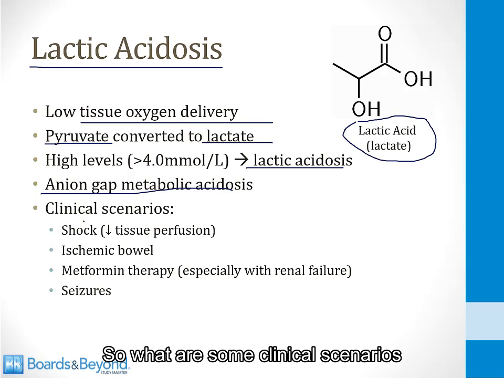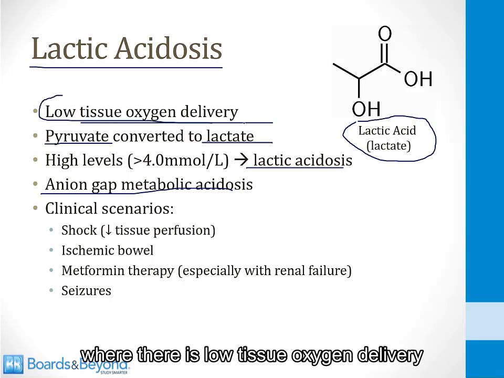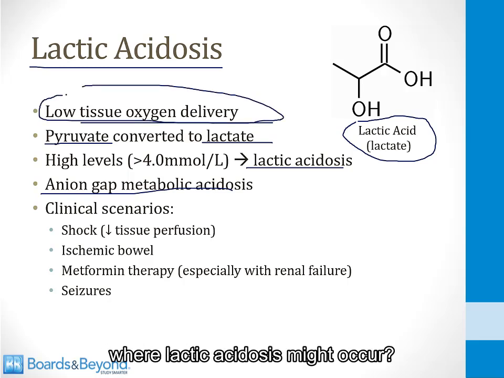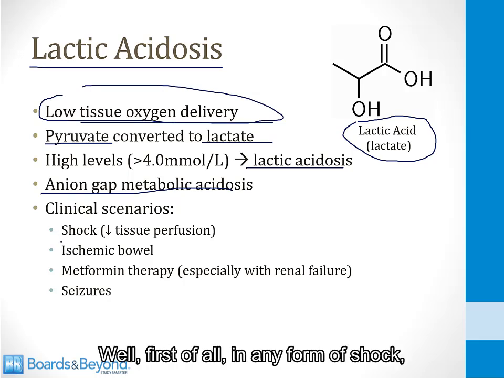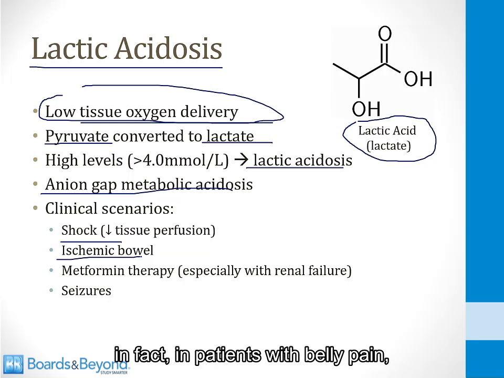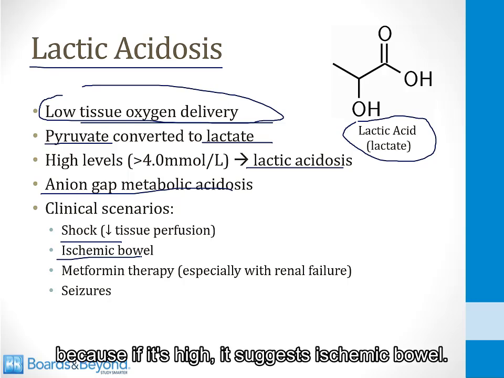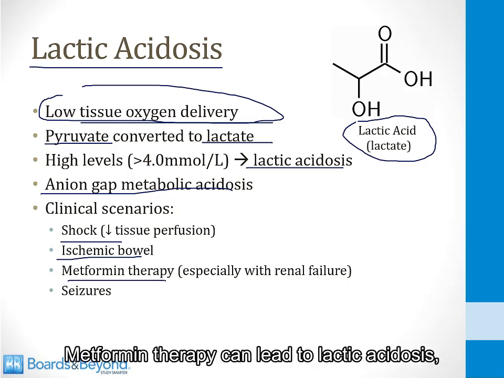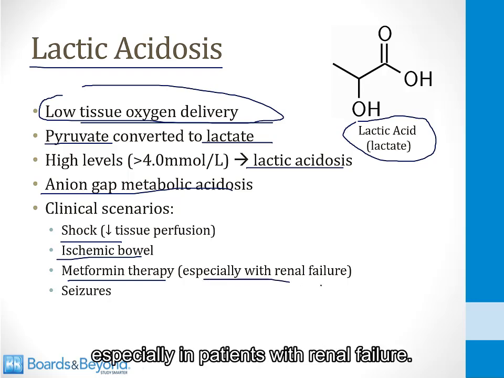So what are some clinical scenarios where there is low tissue oxygen delivery where lactic acidosis might occur? Well, first of all, in any form of shock, there's underperfusion of tissues, and this can lead to lactic acidosis. Ischemic bowel is a classic cause. In fact, in patients with belly pain, a lactate level is often checked because if it's high, it suggests ischemic bowel. Metformin therapy can lead to lactic acidosis, especially in patients with renal failure.